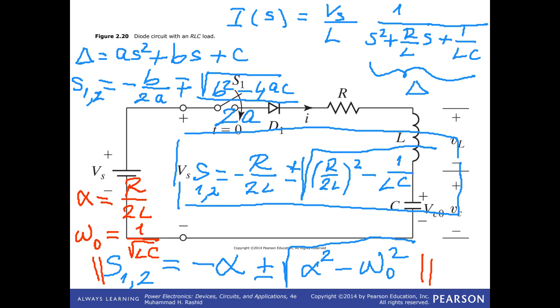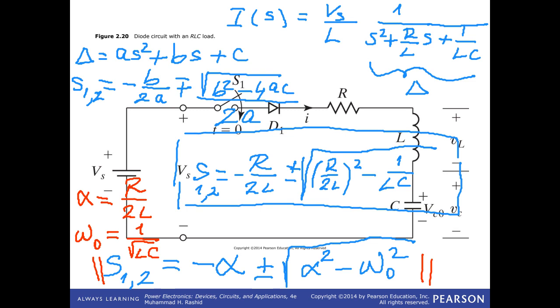becomes 0, and then S1 and S2 are equal, only one value, of course it's minus, so it's stable, but the two roots are equal, so it's the critically damped case. If, however, alpha is higher than omega o, you have a real term here and another real term here. So you have two real roots. It's the overdamped case.